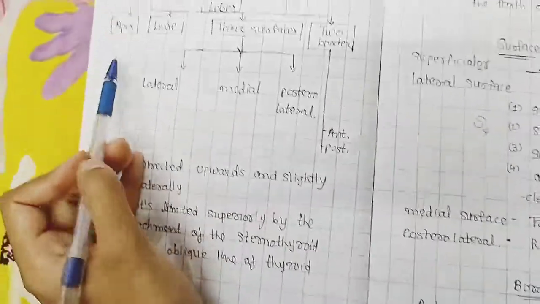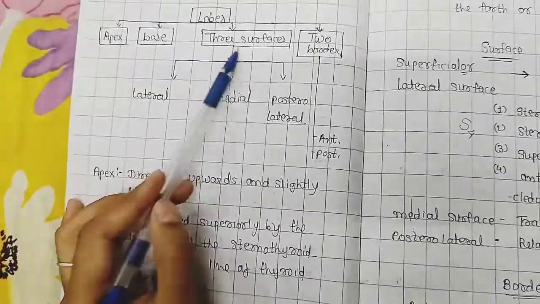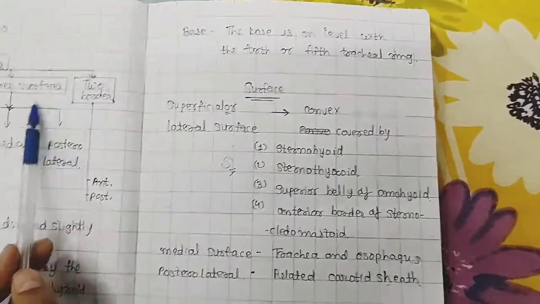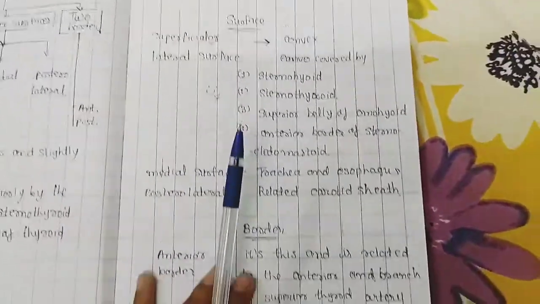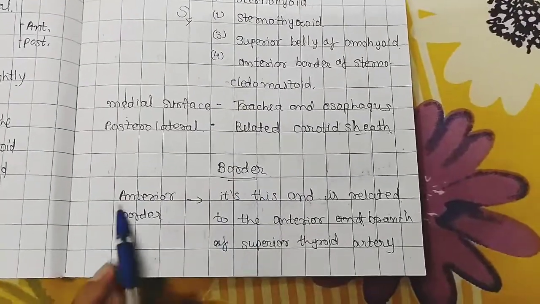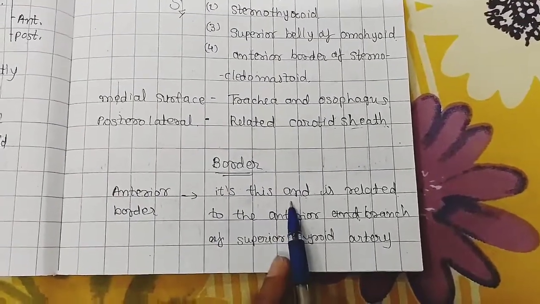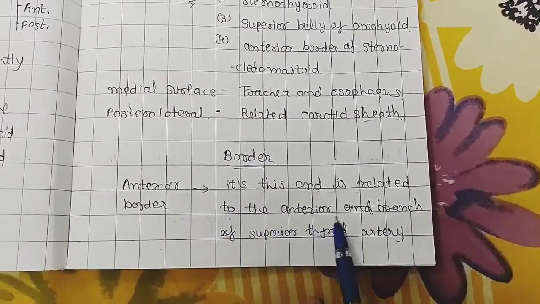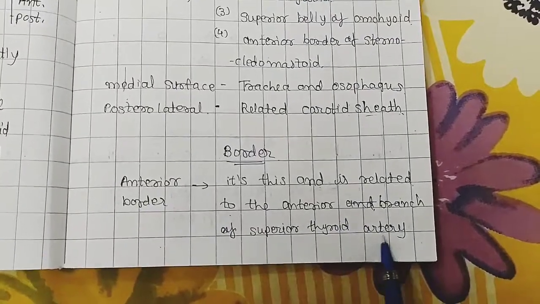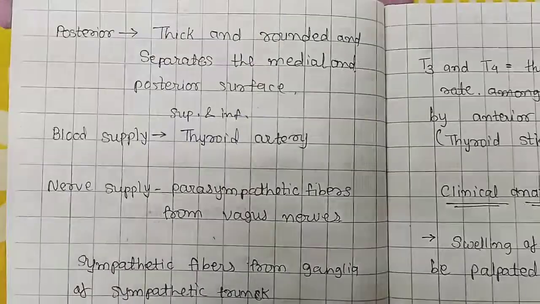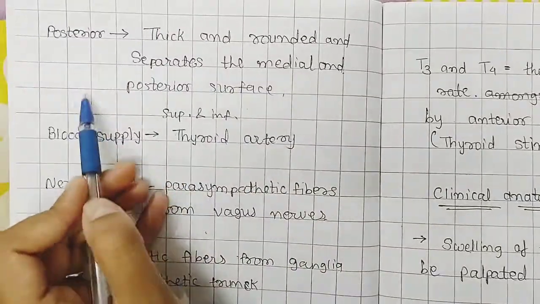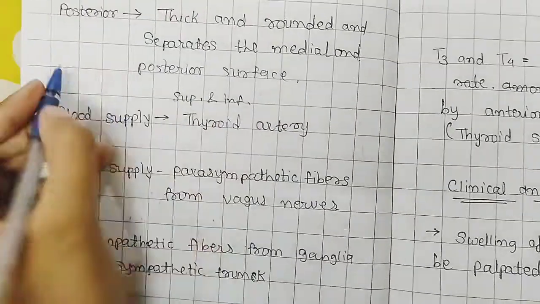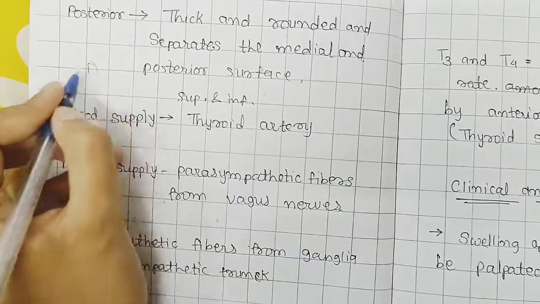We have studied the apex, base and 3 surfaces. Now let's talk about the 2 borders, anterior and posterior. The anterior border is related to the anterior branch of the superior thyroid artery. Now the posterior border is thick and round, and it separates the medial and posterior surfaces.